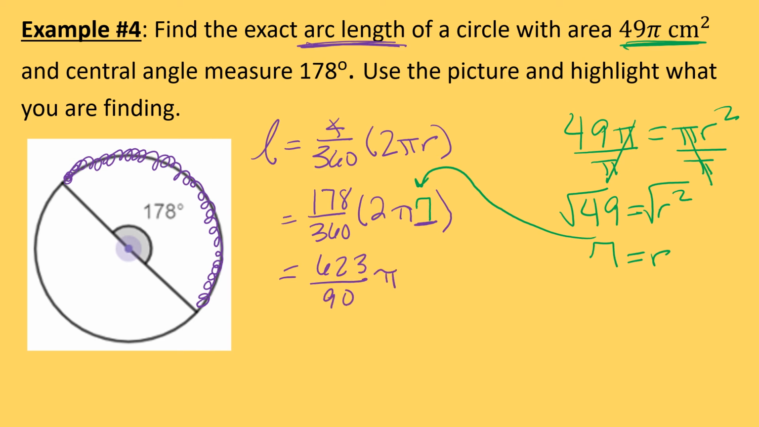You could put the pi out to the right, or you could take that pi and put it in the numerator. However, the pi cannot go in the denominator. The unit for this area was centimeters squared, which means our arc length is one-dimensional, so it's going to be in centimeters.